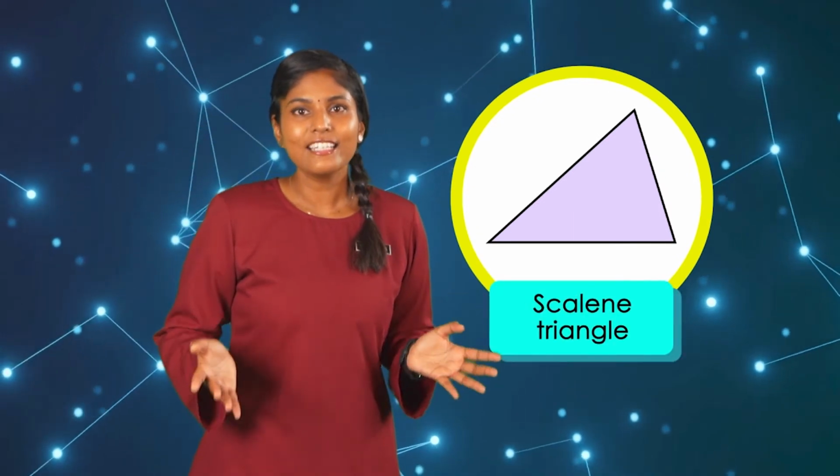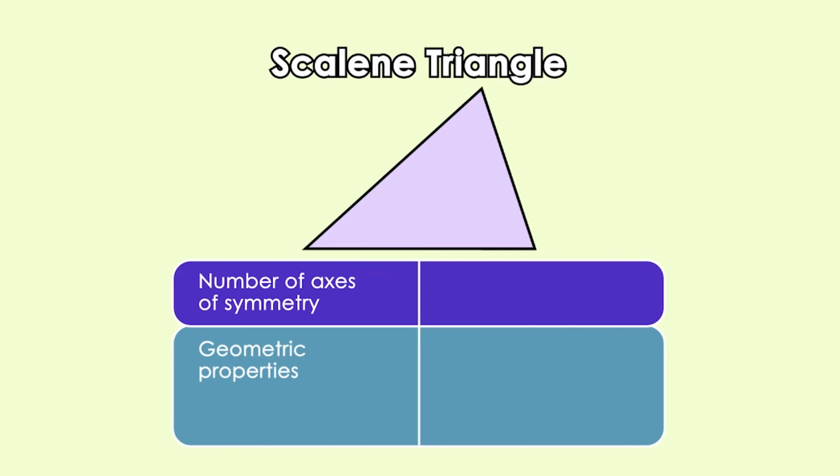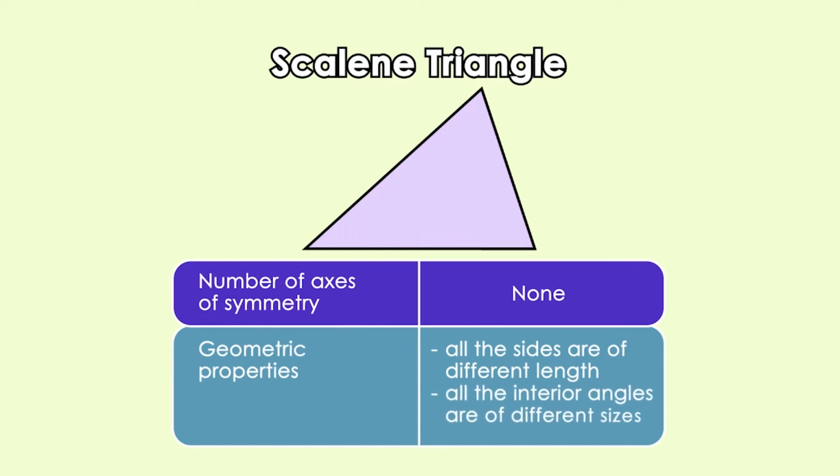Lastly, the scalene triangle. Children, what is a scalene triangle? Can you see all the sides of the triangle are not the same? I am going to try to fold the triangle now. Oops! I'm not getting any axis of symmetry. As a conclusion, scalene triangle does not have any axis of symmetry. Furthermore, all the sides are of different length and all the interior angles are of different sizes.